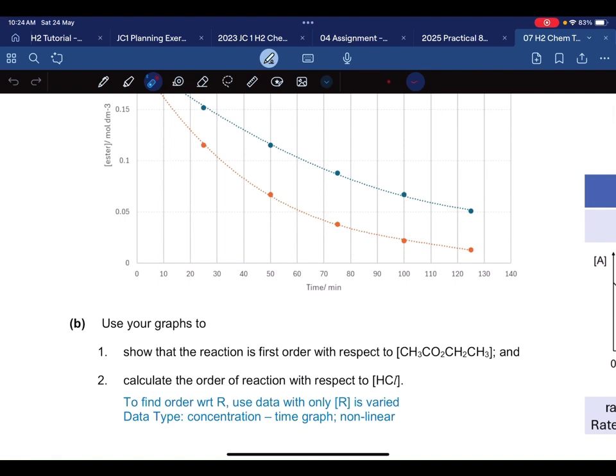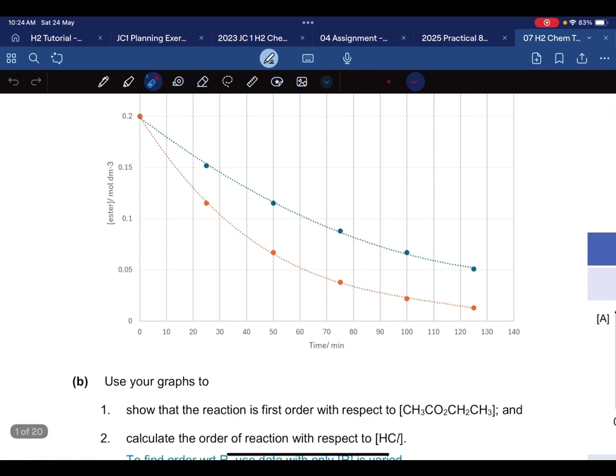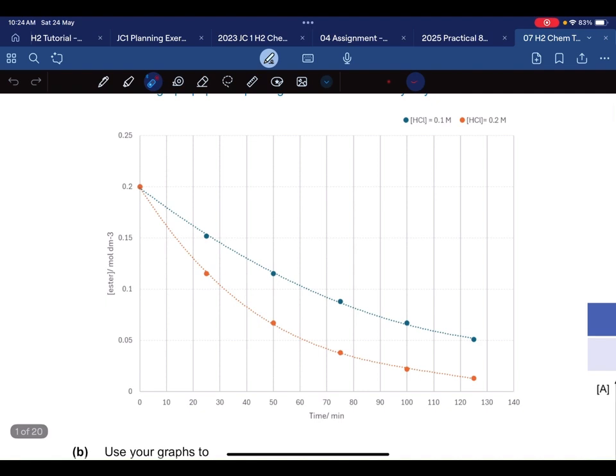Now, do note that if we are trying to find an order with respect to a particular substance, you should only use data where only that reactant's concentration is varied. So if I want to find the order with respect to ester, you should be using any one of these graphs, because over time the graph shows the change in ester, and within that experiment, my concentration of HCl is kept constant at 0.2 mole per dm cube.